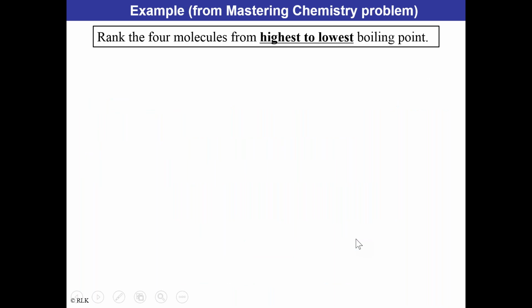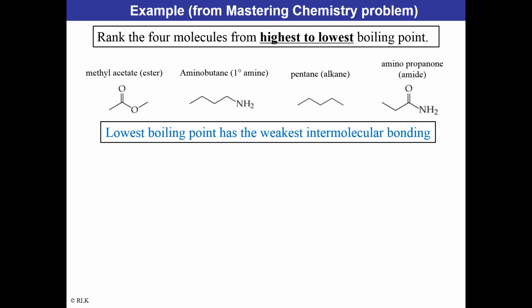So I want to do a further example because this is important. From the Mastering Chemistry, you can rank the 4 molecules from highest to lowest boiling points. This is from the assigned Chapter 7 Mastering Chemistry homework. I don't remember which problem it was, on purpose, because I want you to be able to look at that. But here would be a great example. So you now have four different molecules: methyl acetate, aminobutane, pentane, and aminopropanone.